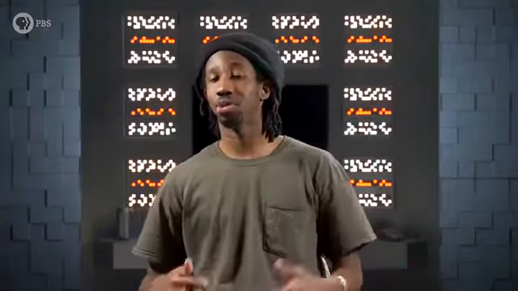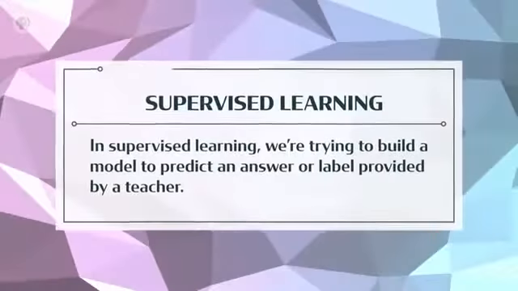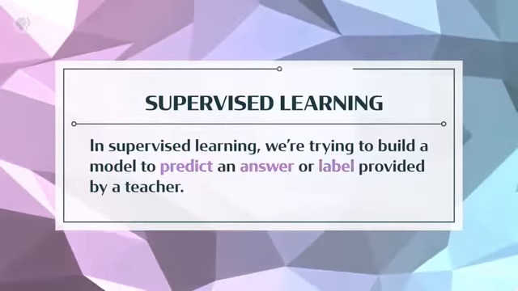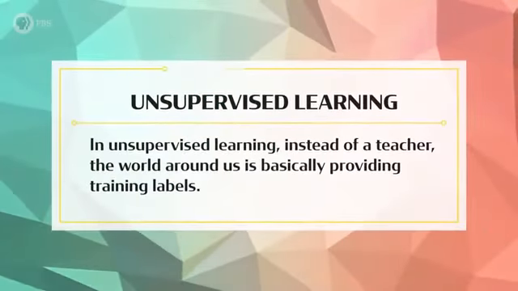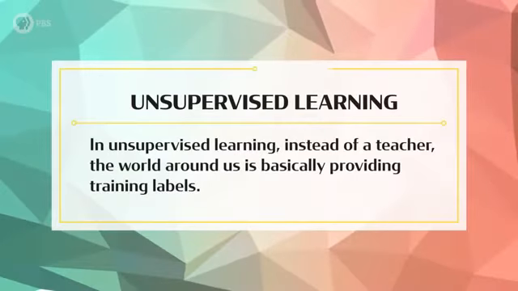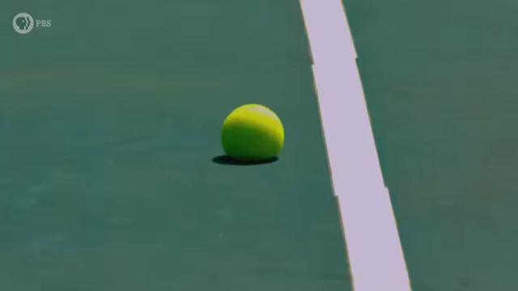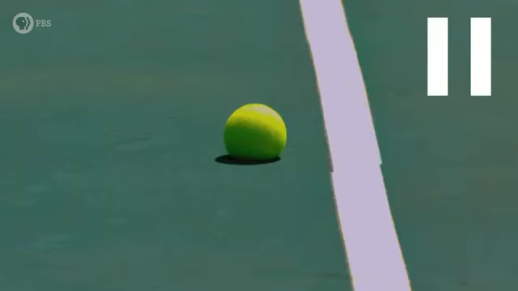The key difference between supervised and unsupervised learning is what we're trying to predict. In supervised learning, we're trying to build a model to predict an answer or label provided by a teacher. In unsupervised learning, instead of a teacher, the world around us is basically providing training labels. For example, if I freeze this video of a tennis ball right now, can you draw what could be the next frame? Unsupervised learning is about modeling the world by guessing like this, and it's useful because we don't need labels provided by a teacher.